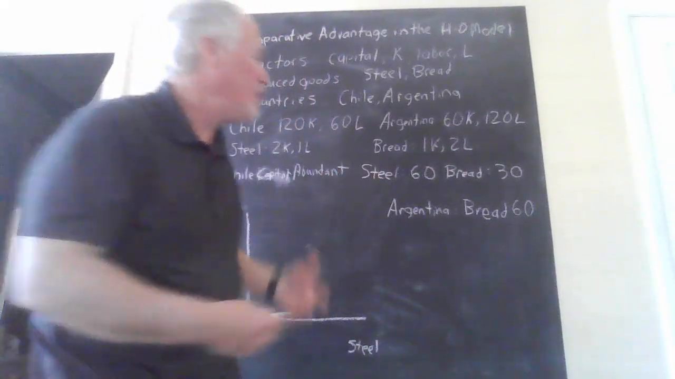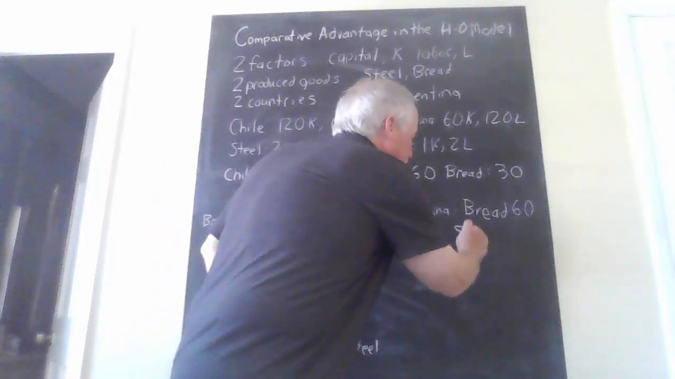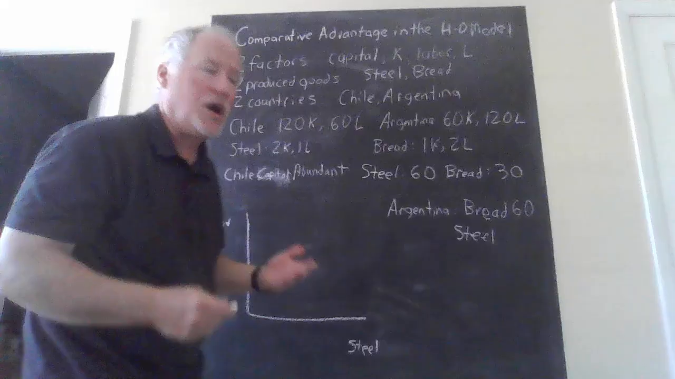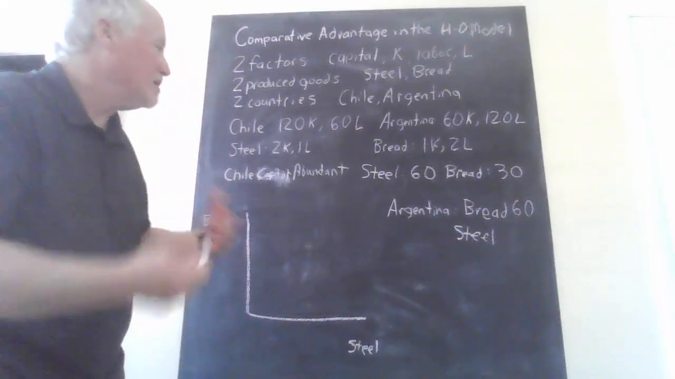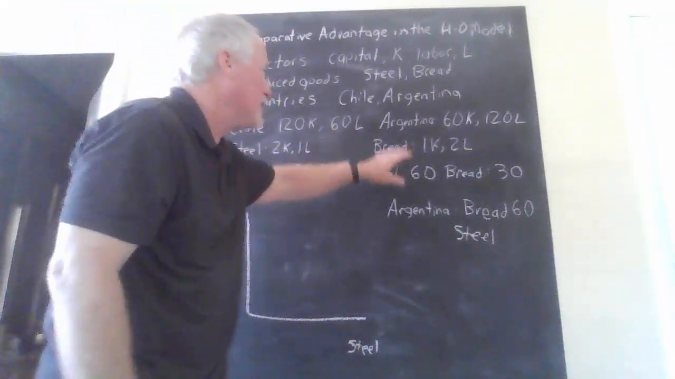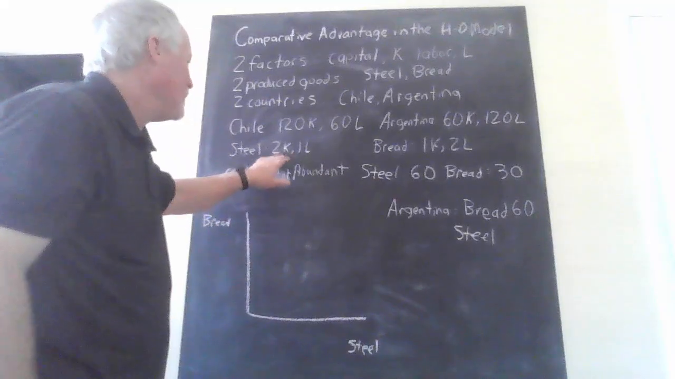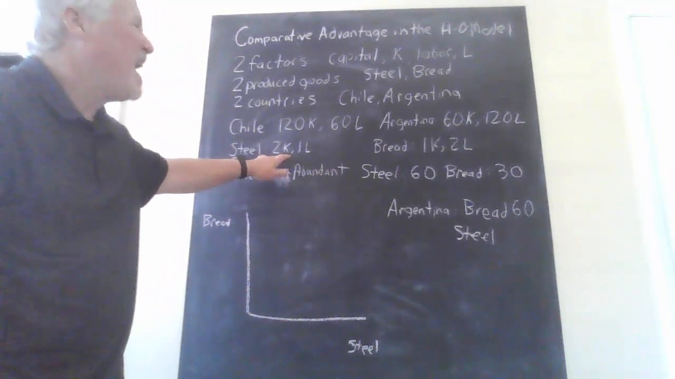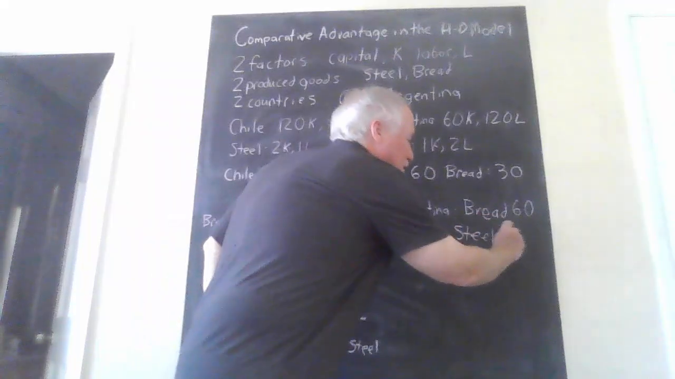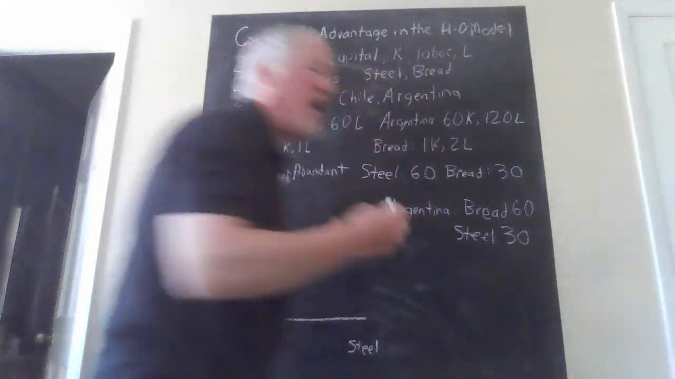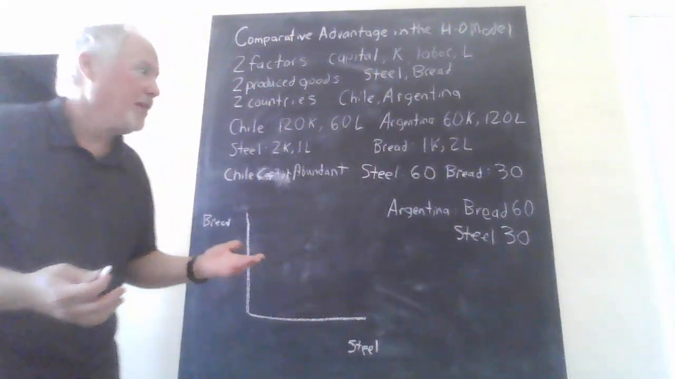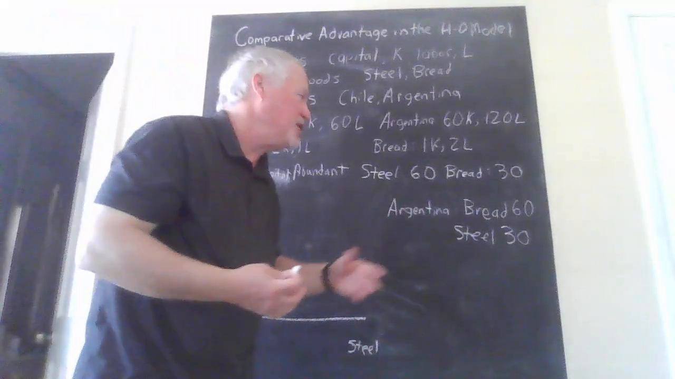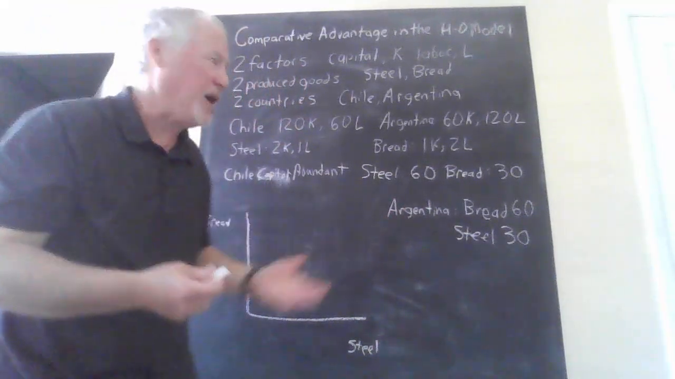But if they wanted to try to produce steel, now Argentina is going to run out of capital because they only have 60 units of capital. You need 2 units to produce every unit of steel. After they produce 30 units of steel, they're out of capital, and then they can't produce anything more. They have no capital left over. They have 30 units of steel, but they won't have produced any bread.